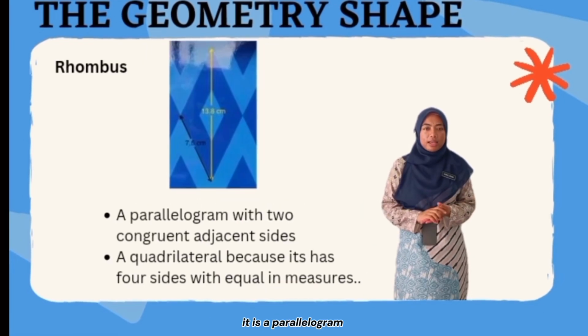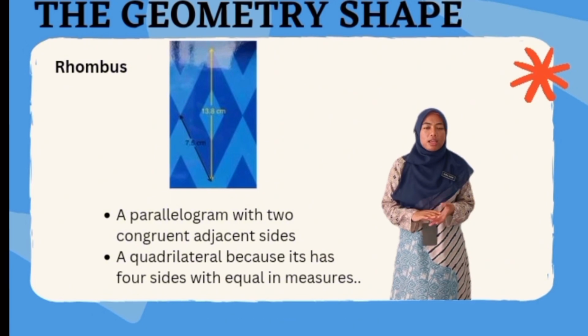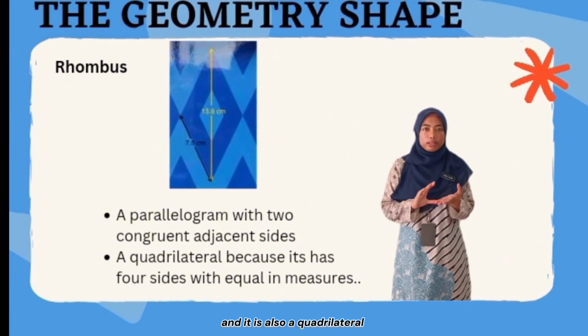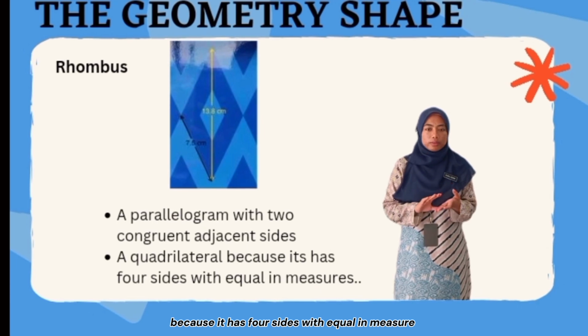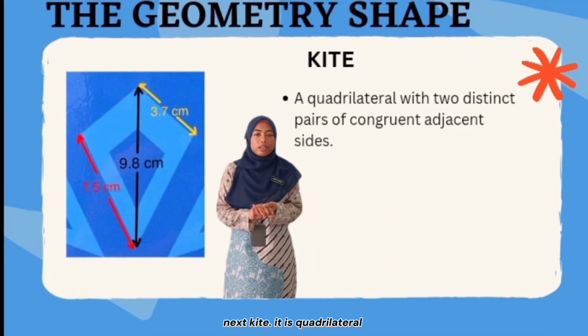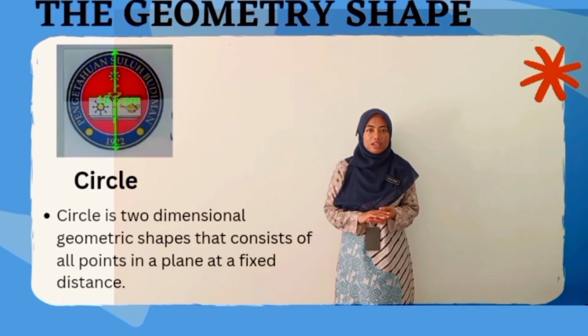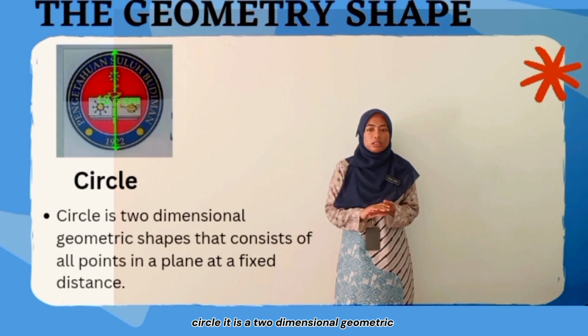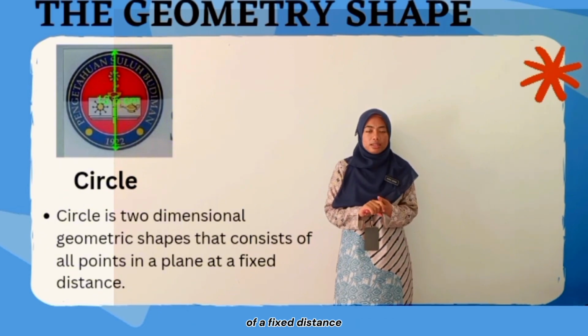Next, rhombus. It is a parallelogram with 2 congruent adjacent sides, and it is also a quadrilateral because it has 4 sides equal in measure. Next, kite. It is a quadrilateral with 2 distinct pairs of congruent adjacent sides. Next, circle. A circle is a 2-dimensional geometric shape that consists of all points in a plane at a fixed distance.